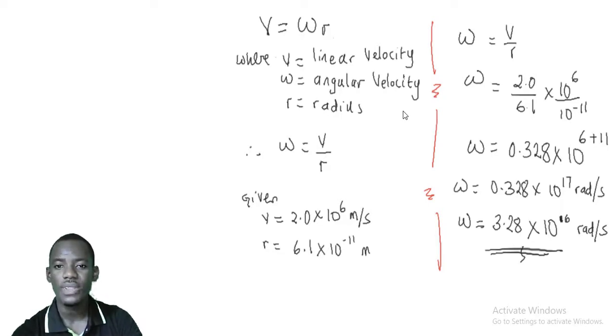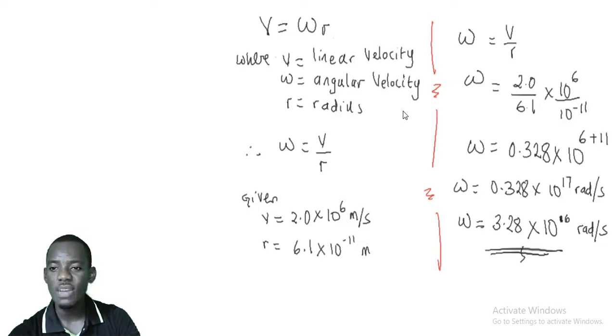Okay, so let's find the W. Making the W the subject, I will divide both sides by R. So W is equal to V over R, right? Good. Now let's substitute. I was given my V as 2.0 times 10 to the power 6, and my R as 6.1 times 10 to the power minus 11. That's not my problem. Don't get scared. That's not a problem. Okay, good. So we have W equals V over R. Substitute my V: 2 times 10 to the power 6 over 6.1 times 10 to the power minus 11.